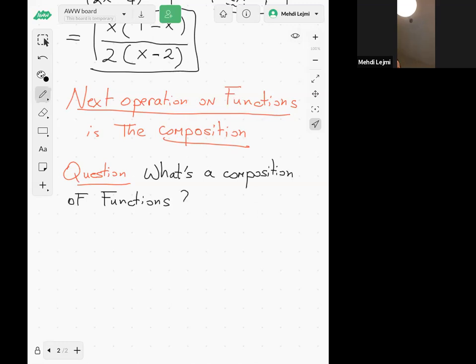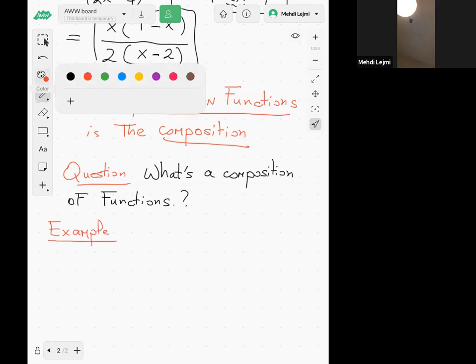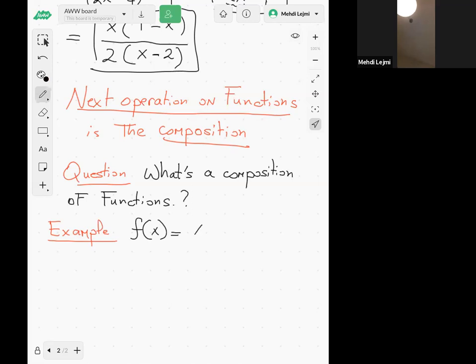Okay. I'm going to do an example. I won't give you a definition. I'm going to do an example so you can see it from the example. So here's an example. I'm going to take a function f, let's say x squared minus x plus 1, and then I'm going to take a g of x, and let's say g of x is x minus 1.